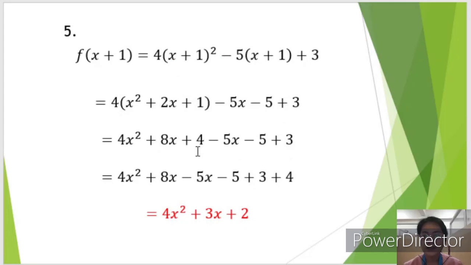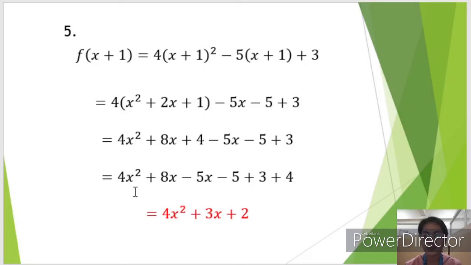And then, we need to combine like terms. So, pag sinabi natin like terms, they have the same variable and same exponent. So, pagsasamahin natin sila. Okay? So, we have 4x squared. Wala siyang katulad. So, copy lang natin siya.